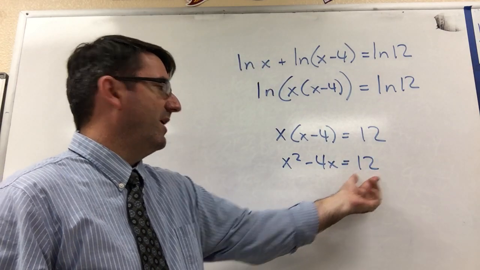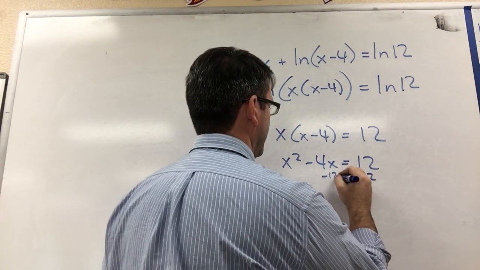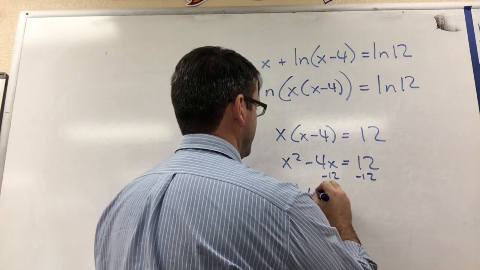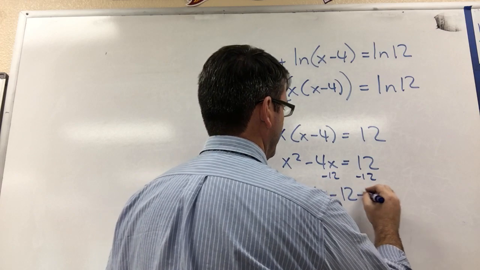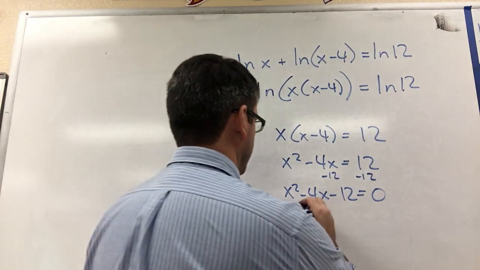And then let's get this 12 over here and get this equal to 0. So we'll subtract 12 from both sides. We get x squared minus 4x minus 12 equals 0. And now factor.